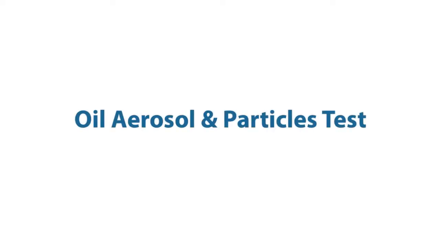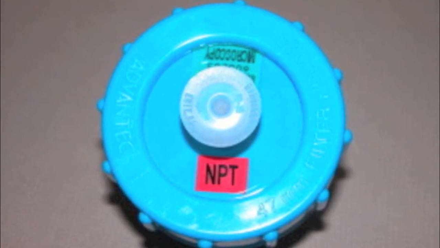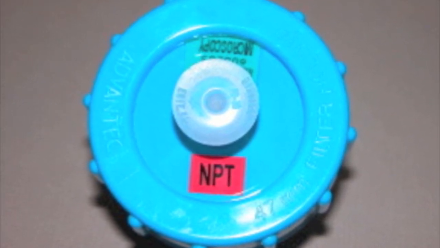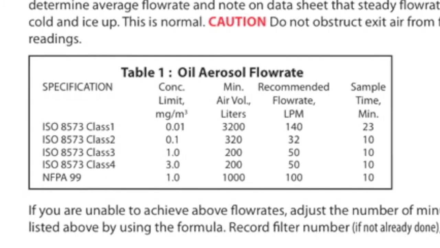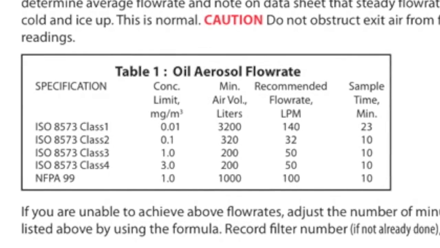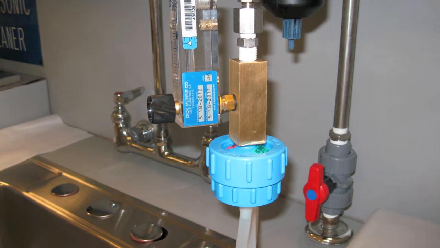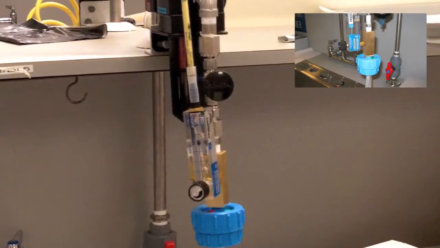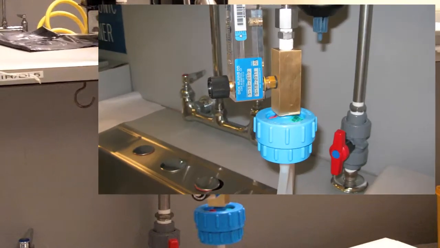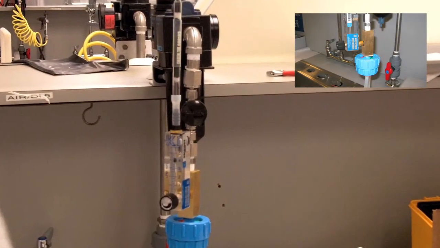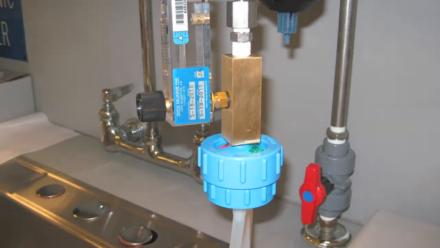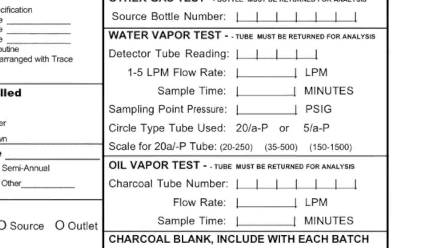The first sample will be the oil aerosol and particles test, which is captured on the 47mm filter cassette. Sample times vary from 10 minutes to 23 minutes, depending on the purity class selected. Please note that the filter cassette must remain in place during the other two tests. If the water and oil vapor tests combined run longer than the oil aerosol test, make sure you add the additional time to the datasheet.